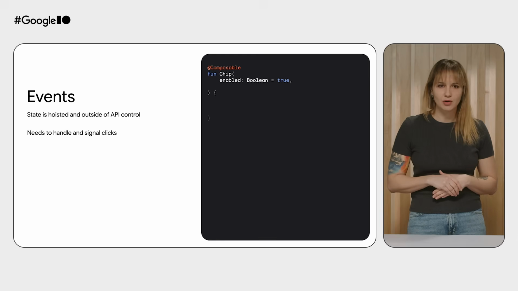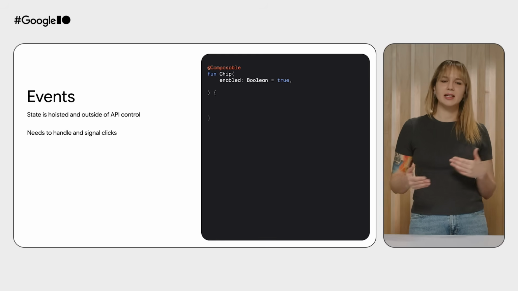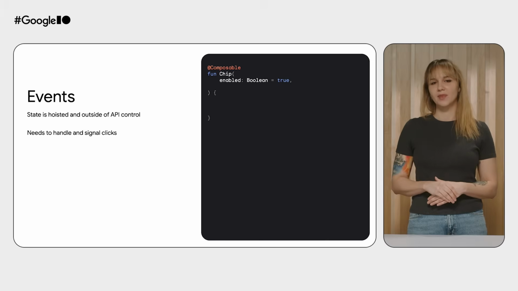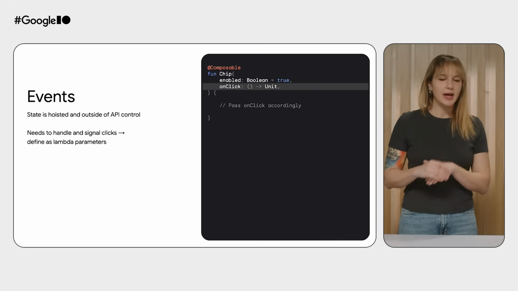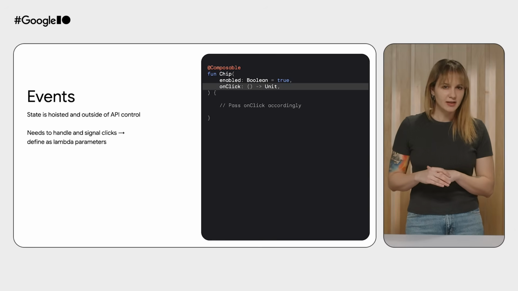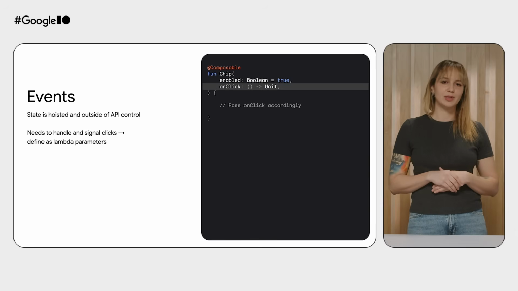The enabled state is now hoisted and outside of the API control, but the chip still needs a way of handling clicks and signaling it to the caller. Events such as onClick should be accepted as lambda parameters and passed accordingly. Extracting events like this ensures your API is more reusable, testable, and previewable.